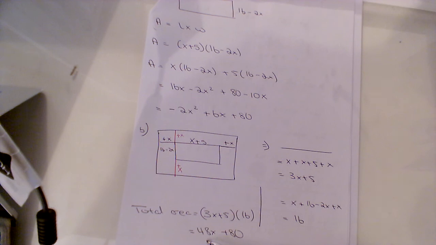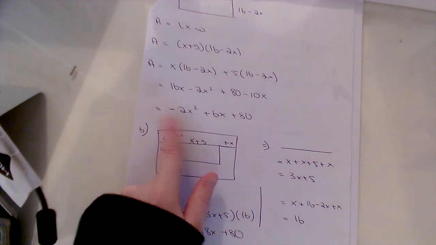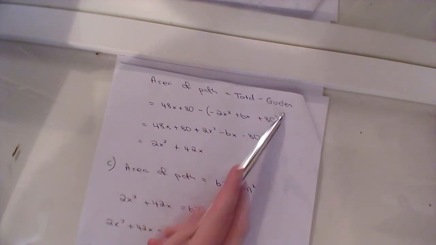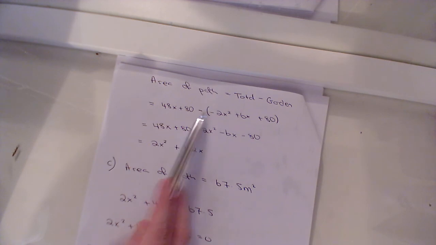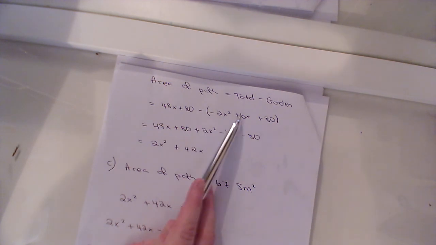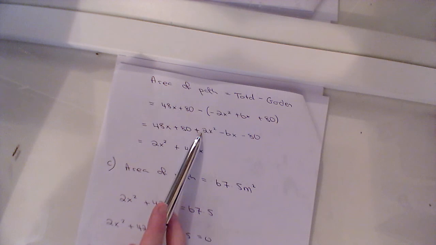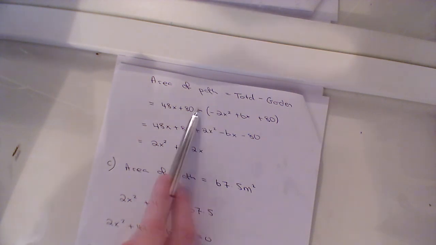Then to get the area of my path, I'll go with the total area, take away my garden, which I just got the area of up there. So then I have the area of the path is the total, take away the garden, so I got the total was 48x plus 80, minus my garden is minus 2x squared plus 6x plus 80, so 48x plus 80 minus by minus gives me plus 2x squared, minus by plus gives me minus 6x, minus by plus gives me minus 80. And then when I simplify this, I'm left with 2x squared plus 42x.